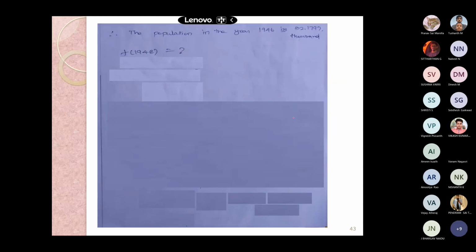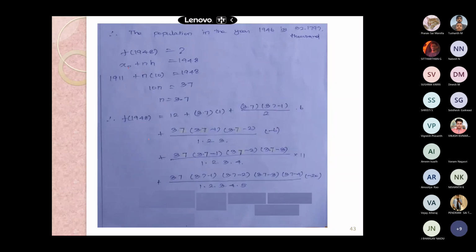And by continuing, this is the same with 1948. For 1948 we need to find n first, right? X naught plus n into h is equal to 1948. We know the value of x naught as well as h, but are unaware of n. So you try to calculate the value of n first. 1948 minus 1911 is 37, and 3.7 would be n. And apply these values in the given formula.